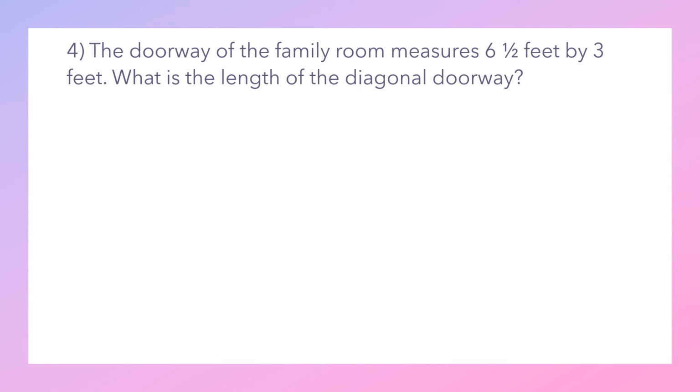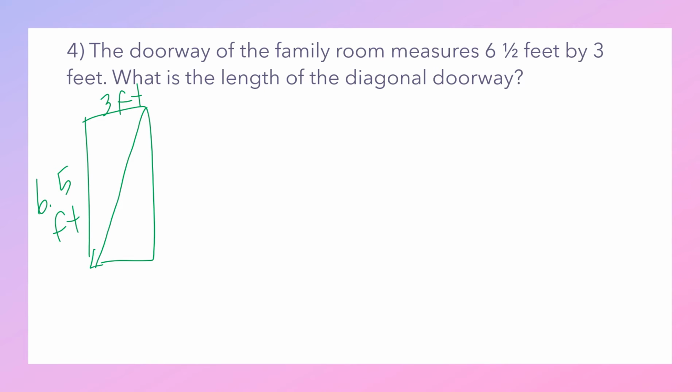The doorway of a family room measures 6.5 feet by 3 feet. What is the length of the diagonal of the doorway? 6.5 squared plus 3 squared equals x squared. The diagonal is always going to be your c squared. It comes after the equal sign. 6.5 squared is 42.25. Plus 9 equals x squared.